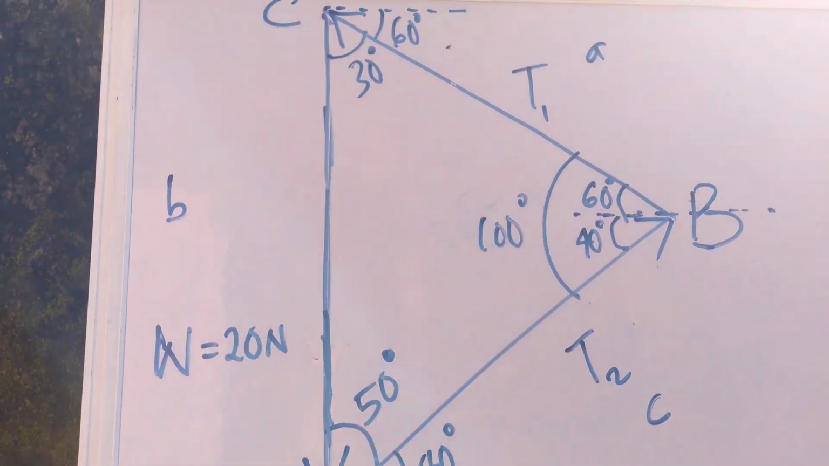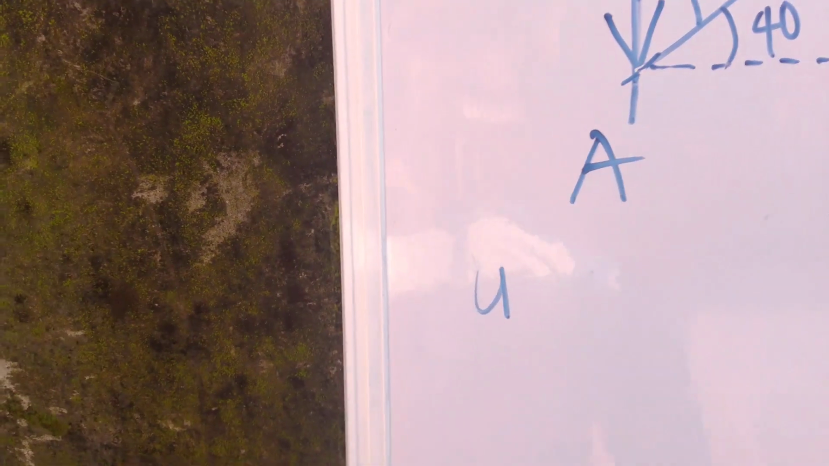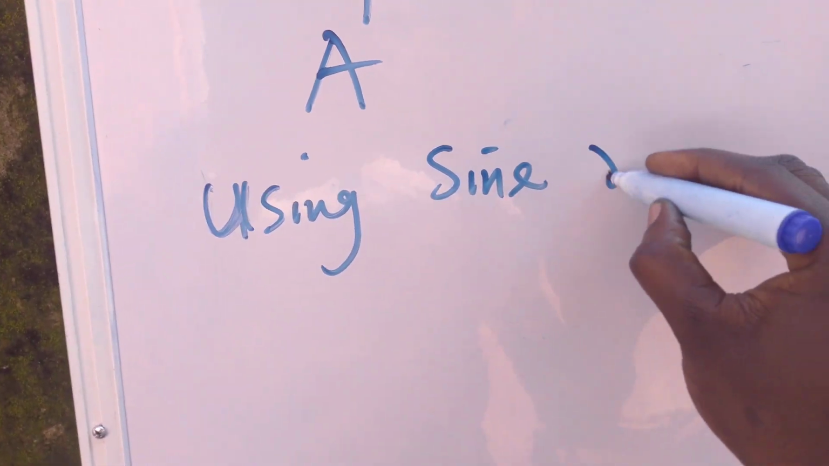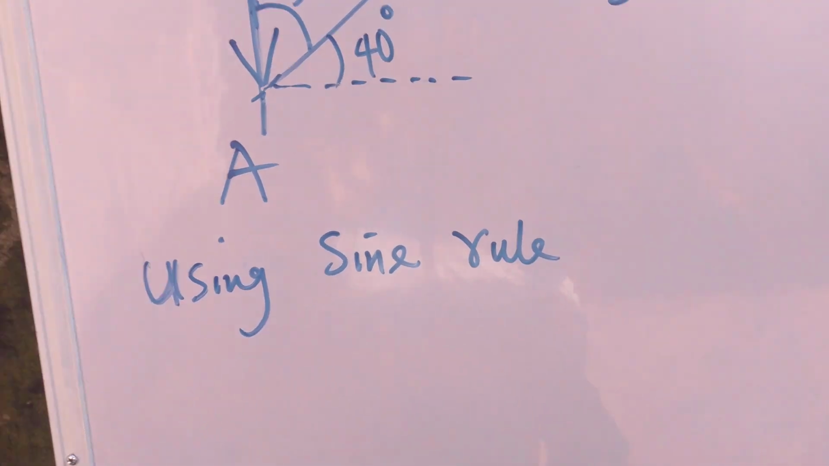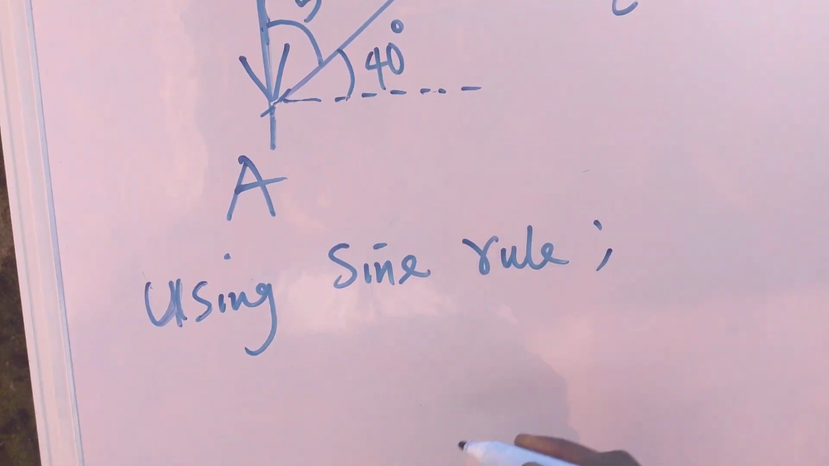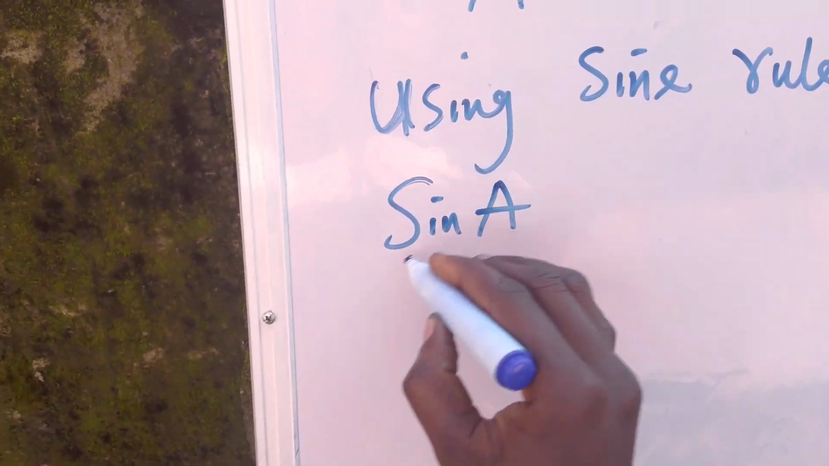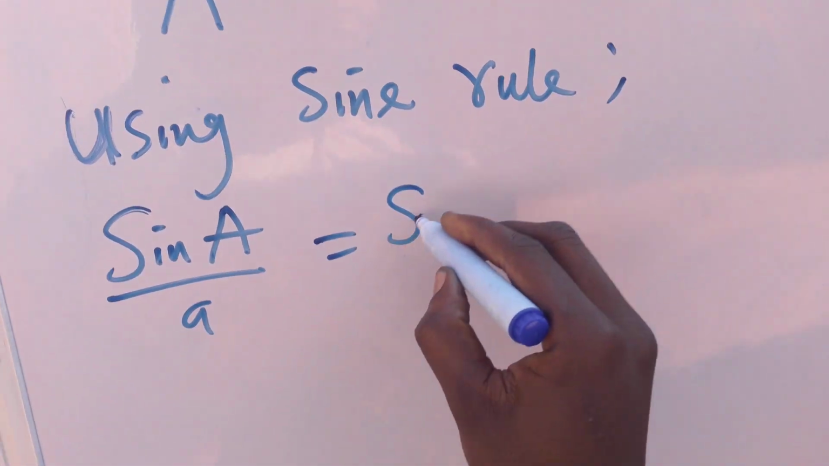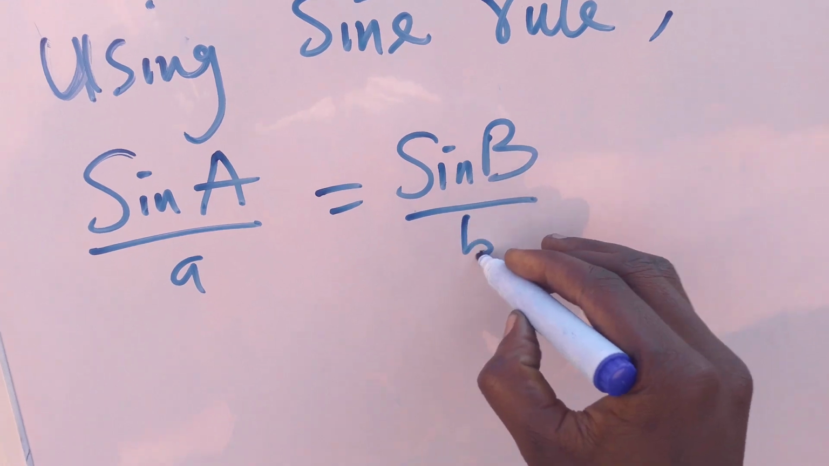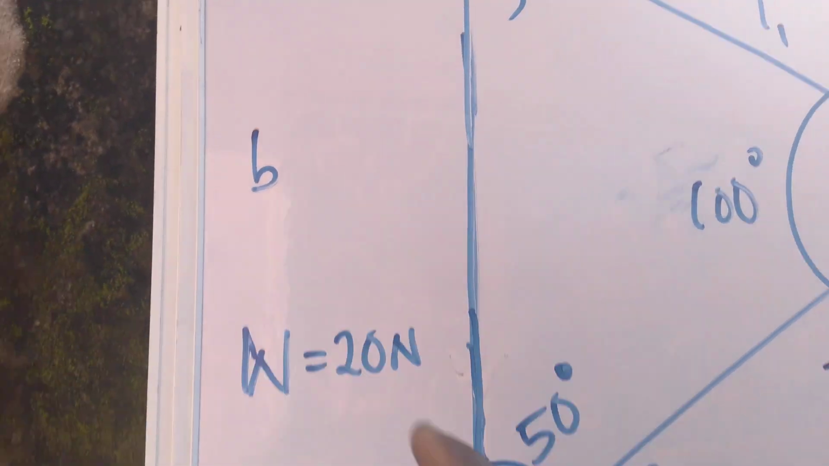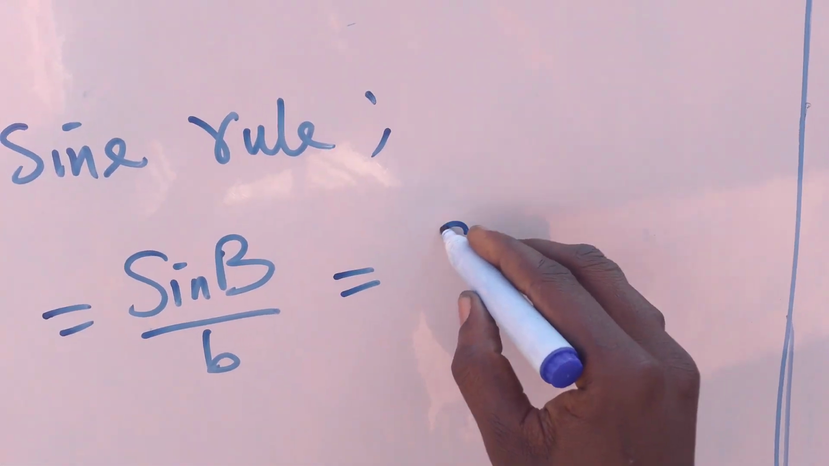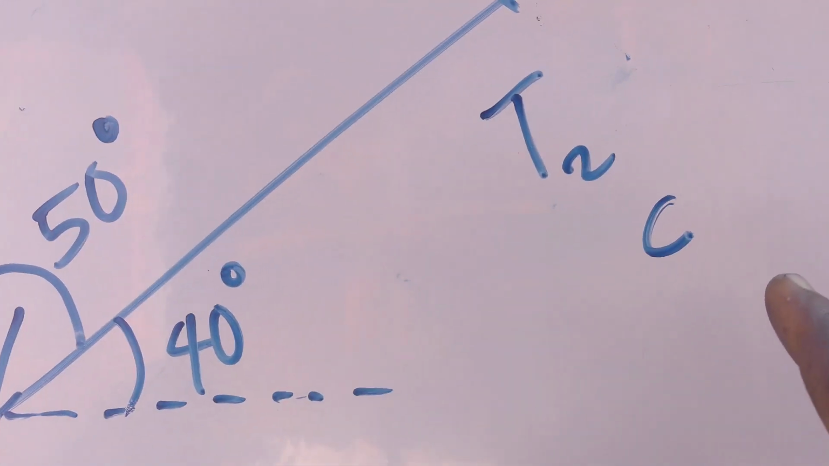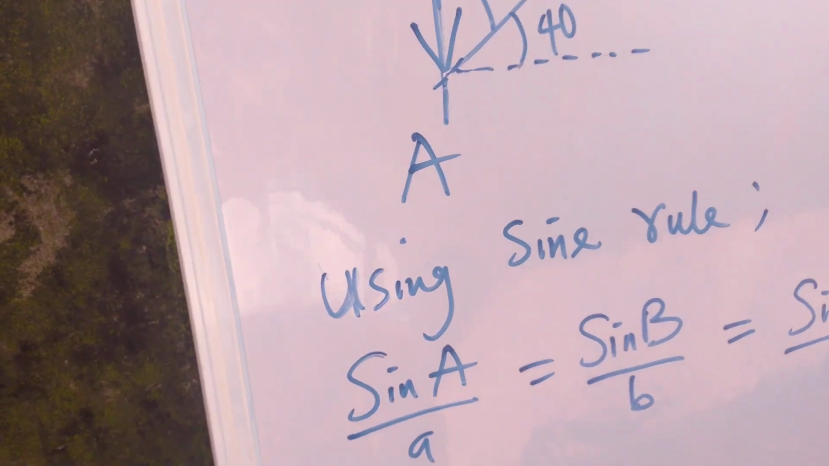I will use the sine rule. So using the sine rule, I'll be having sine A over small a, equal to sine B over small b, equal to sine C over small c. Alright, so we'll then look at that.